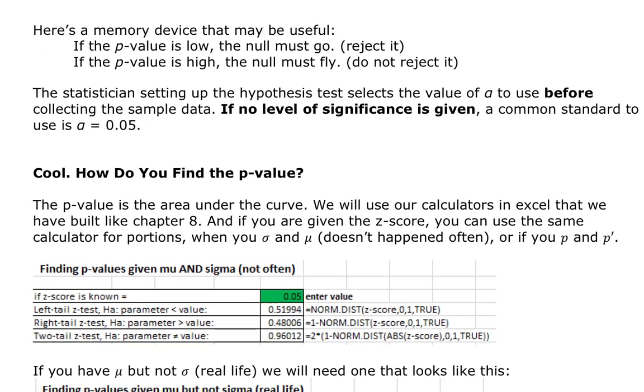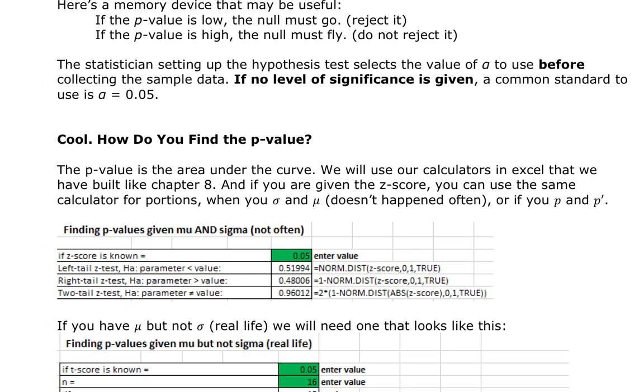Cool, that's nice. How do we find the actual p-value? What is this p-value? How do we find it? The p-value is the area under the curve. We're going to use our calculators or Excel. Hopefully you'll build something that looks like these, or you can use your TI-83 or 84, which will also give you that. You're going to need a z-score. So assuming you're given a z-score, then you're going to make a decision based on that z-score.